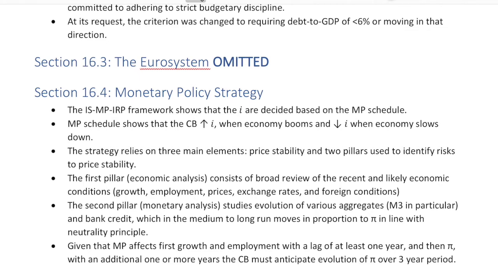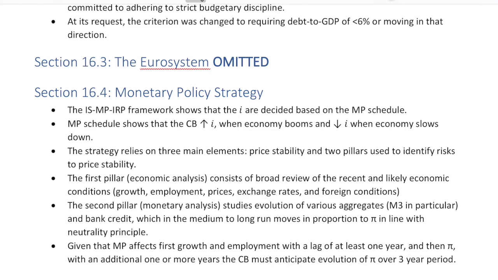So if people are saving too much, you won't see too much cash in the economy. If people are buying a ton of things, you'll see a lot of cash moving in and moving out. So given that monetary policy first affects growth and employment with a lag of at least 1 year, and then inflation with a lag of 1 or 2 years, the central bank must anticipate the evolution of inflation over a 3 or 4 year period and make policy decisions accordingly.